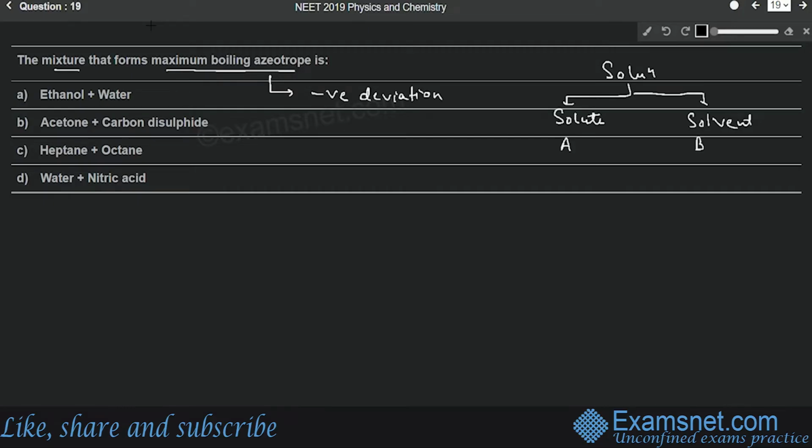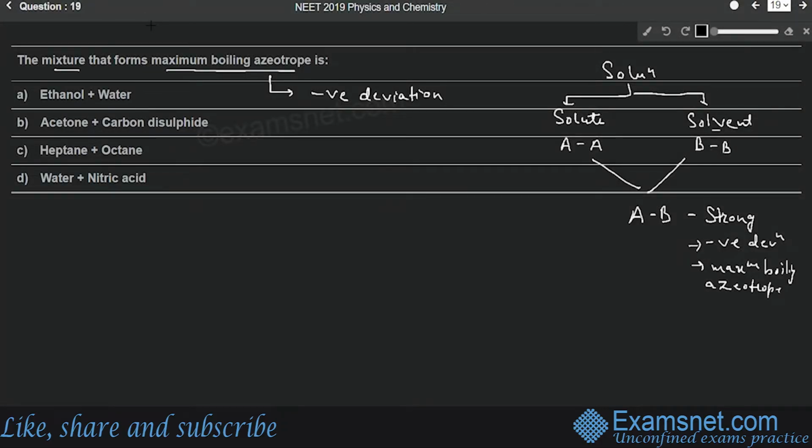Then there will be some interaction within the solute molecules, that will be AA interaction. Also there will be interaction between solvent molecules, that means BB interaction. Now when these two are mixed together in a solution, there will be some interaction between A and B molecules, right? Now, if this interaction is a strong interaction, then what will happen? They will show negative deviation from Raoult's law. Okay. And negative deviation means it will form maximum boiling azeotrope. Okay.